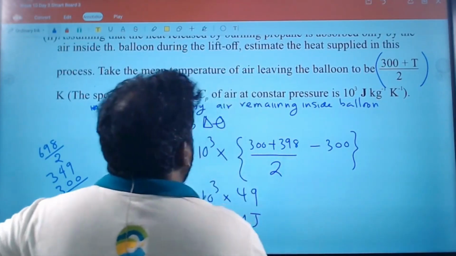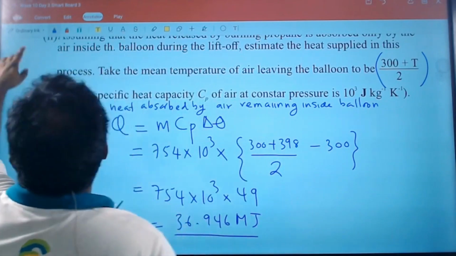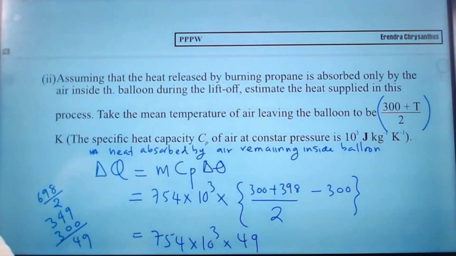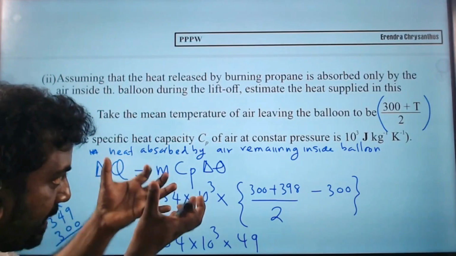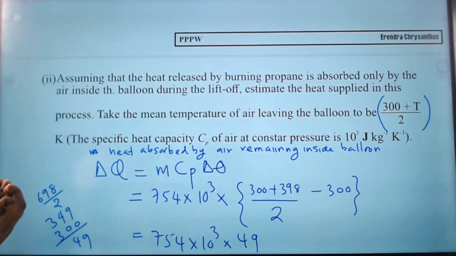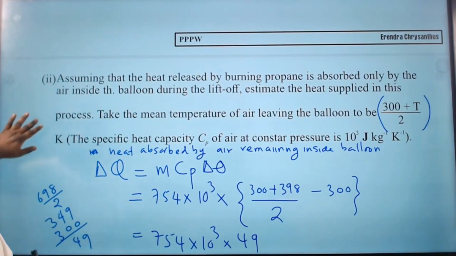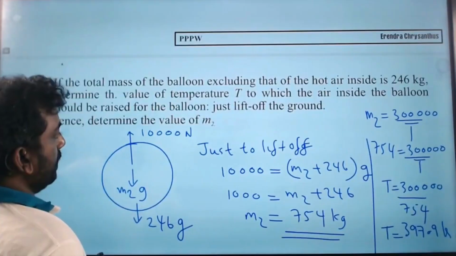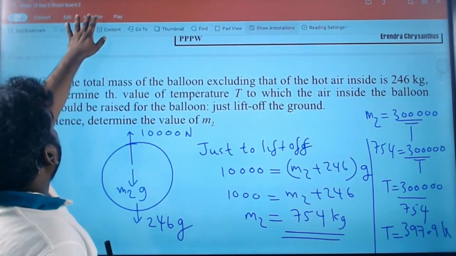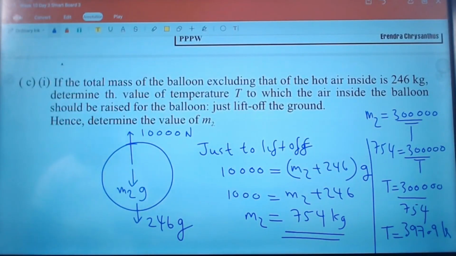So remaining inside balloon means, do I need to take this? Think carefully. Assume that the heat released by burning propane is absorbed only by air inside the balloon during the liftoff. Estimate the heat supplied in this process. Take the mean temperature of air leaving the balloon to be... So I am giving heat. Heat is absorbed by the air remaining and the air going out. So two things are absorbing. So the amount of air going out you can find out. How much? Amount of air going out.